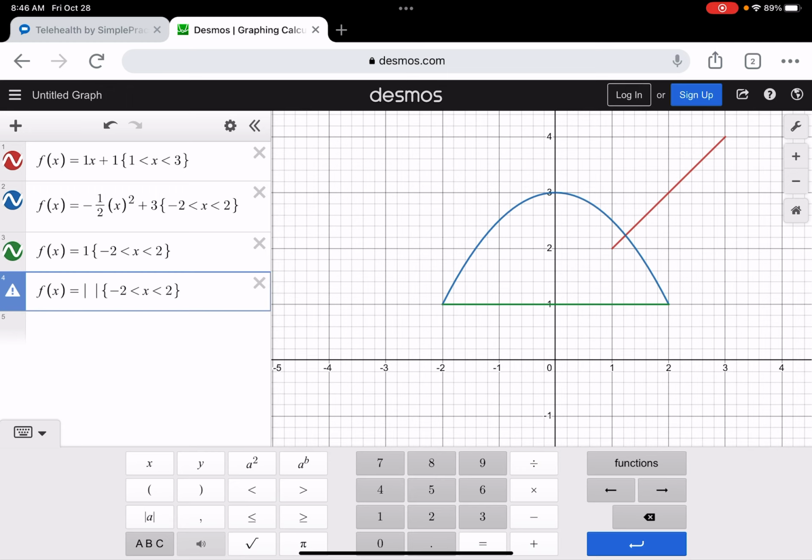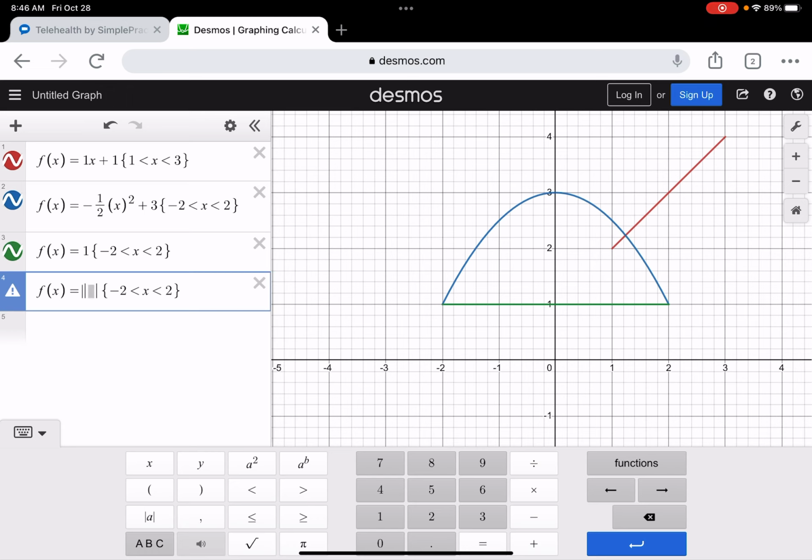Does anyone see that on their computers? There's a little keyboard thing you can pull up that has a bunch of things. Okay, and then does it have the absolute value symbol? Perfect. When I was looking at it before, I had to write abs with the parentheses. So much easier to just have the absolute value symbol.